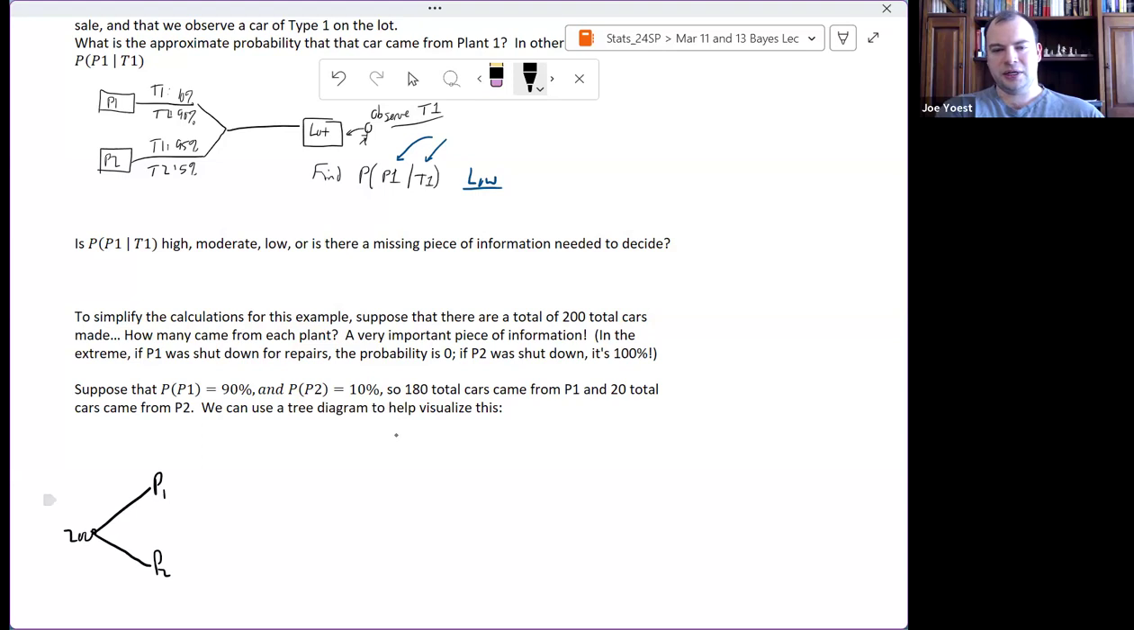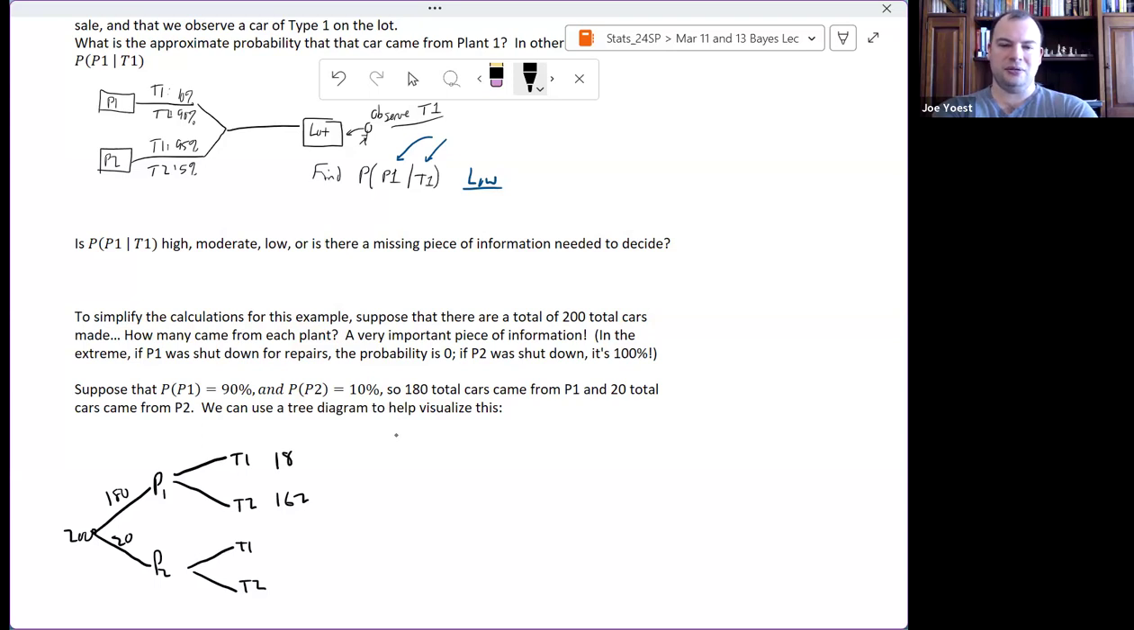So the initial 200 cars, 180 or 90% of them came from plant 1, and 20 came from plant 2. Coming out of plant 1, we have type 1 cars and type 2 cars. And same coming out of plant 2. Plant 1 makes 10% of the cars they make are type 1. So 10% of 180 is 18. And the rest, 162, I think, of the cars coming from plant 1 would be type 2.